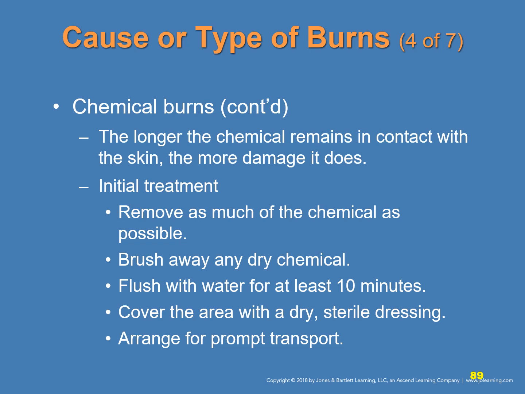The initial treatment for chemical burns: Remove as much of the chemical as possible from the patient's skin. Brush away any dry chemical on the patient's clothes or skin. Flush the contaminated skin with abundant quantities of water for at least 10 minutes. Cover the burn area with a dry, sterile dressing or a burn sheet. Arrange for prompt transport.